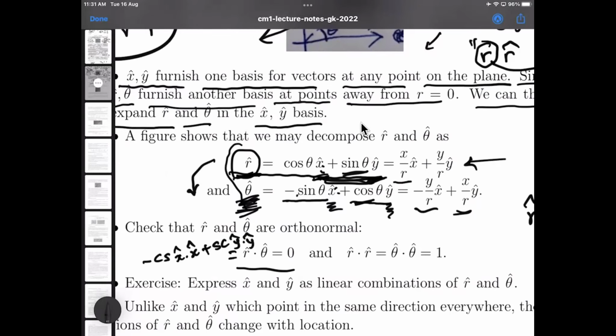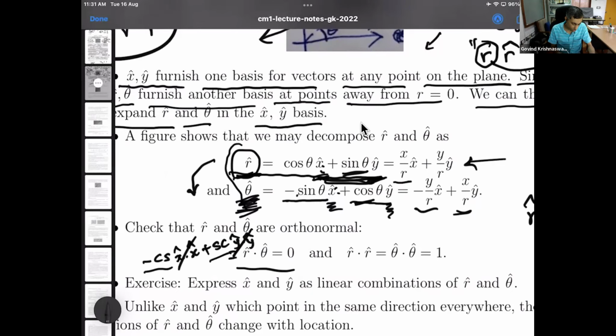They will be 0. They're 0 because x hat and y hat are mutually orthogonal. Okay, so I will retain only these two terms. X dot x is 1 and y dot y is 1. So you get minus cs plus sc, that whole thing is 0.